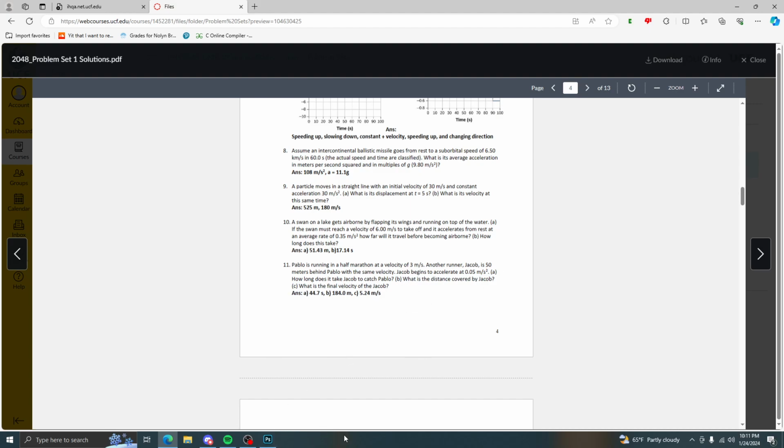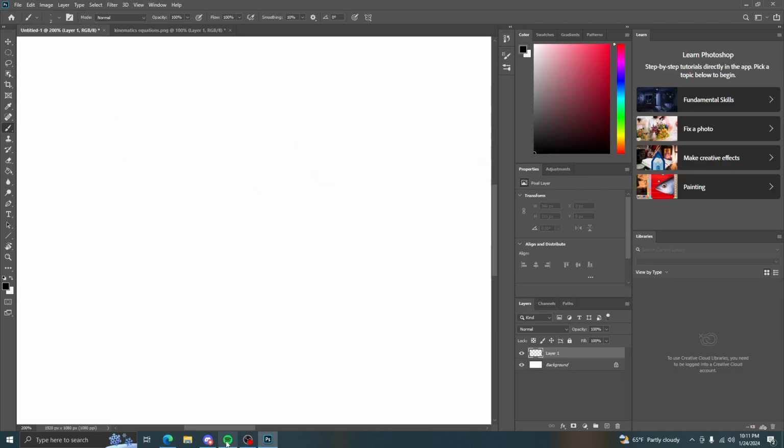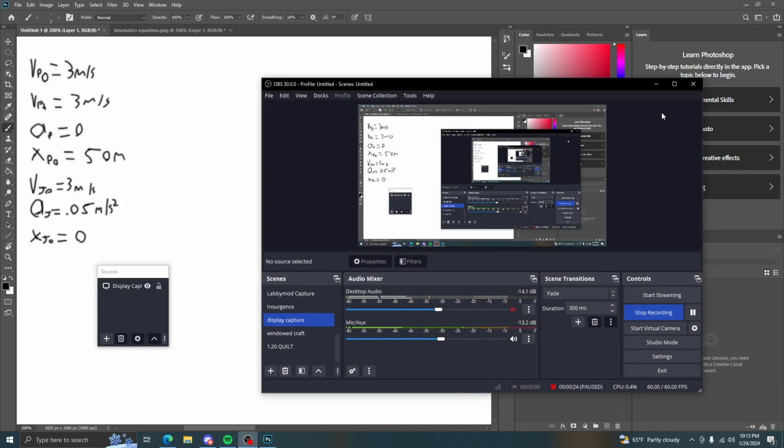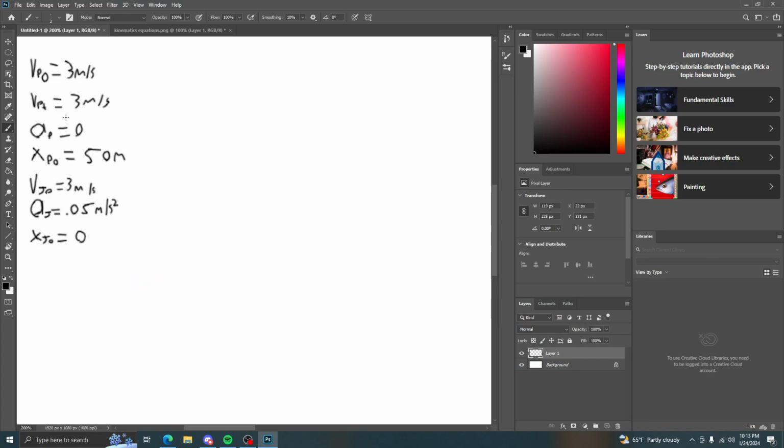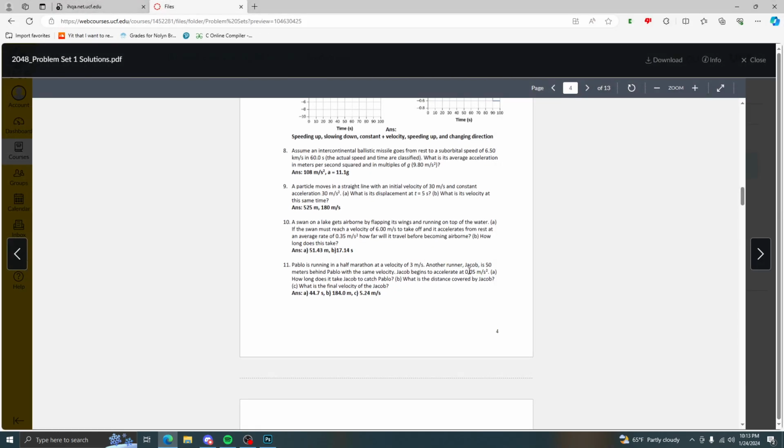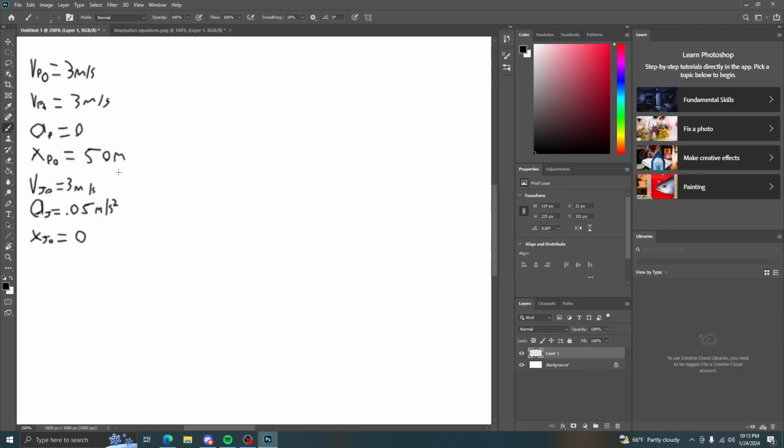And so the first thing you want to do is we're just going to write the givens, and I'll do that. I'll just pause this. Okay, so we have the initial velocity of Pablo is 3 meters per second, and then his velocity is implied to never change because it gives us Jacob's acceleration, and it says that he begins to accelerate while he's running the same velocity as Pablo, and because we never get an acceleration for Pablo, and it just says he's running a half marathon at a velocity of 3 meters per second, we're to assume that the velocity is constant for Pablo, which means that his acceleration will be 0.